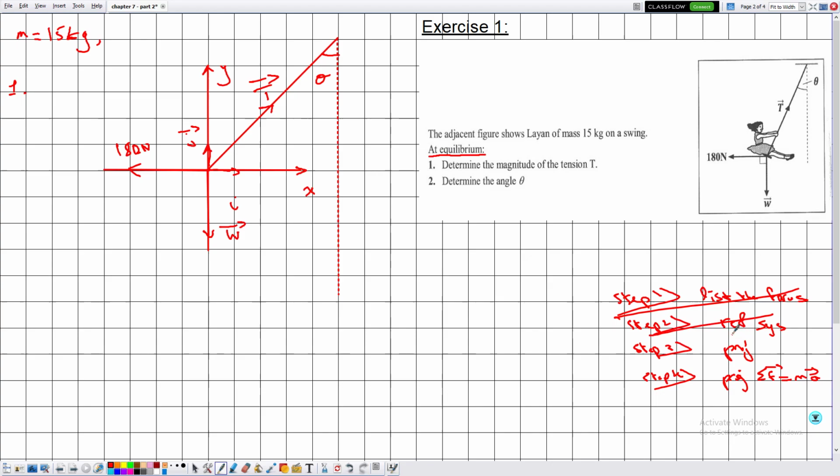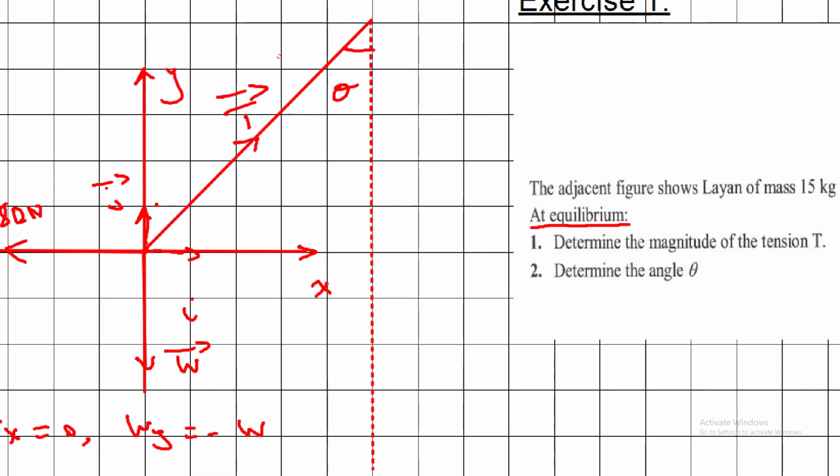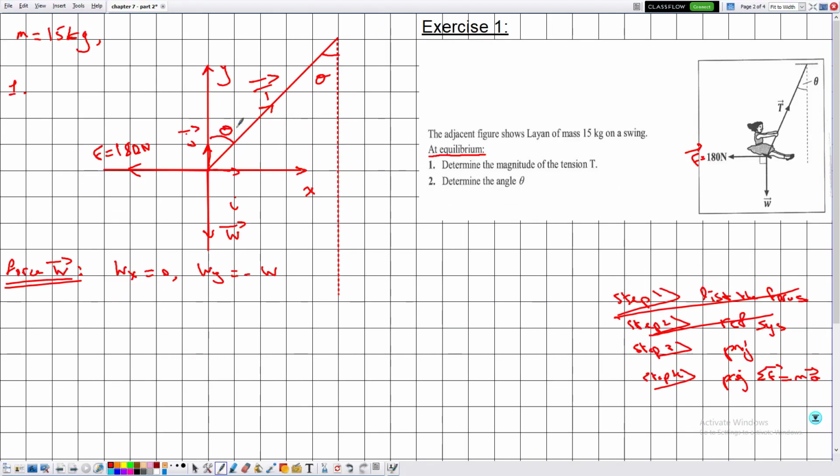Now let's project the forces, and let's suppose that the name of this force is F. So F is equal to 180 newtons. Let's determine the projection of the different forces. So we have the force W. Notice that W is lying completely on the y-axis, so Wx is equal to 0, and Wy is simply equal to minus W because it's pointing in the negative direction of the y-axis. Notice that if this is the angle theta, this angle will also be theta because this line is parallel to this line, and this is simply pi by 2 minus theta.